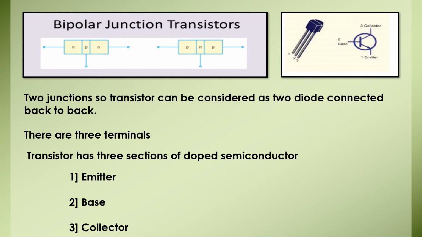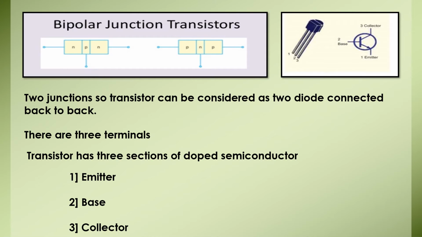This is the symbol of a bipolar junction transistor. It may be an NPN transistor or a PNP transistor. Okay. Now, this is the symbol of the transistor. This is the collector, base, and emitter. And you have always seen that device in your physics laboratory.